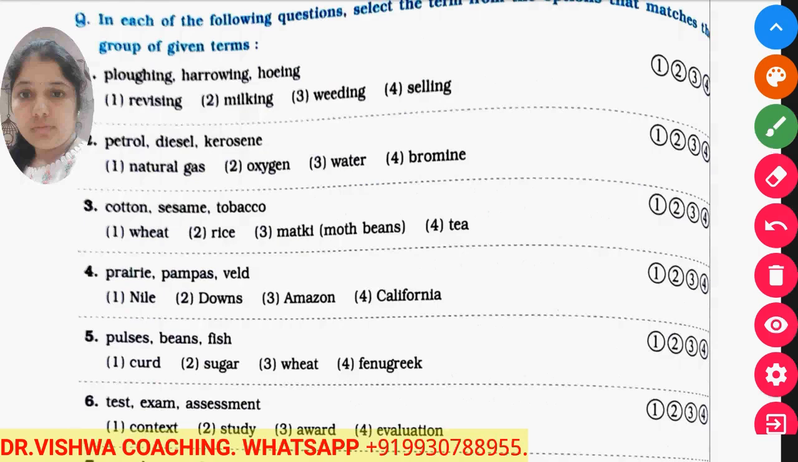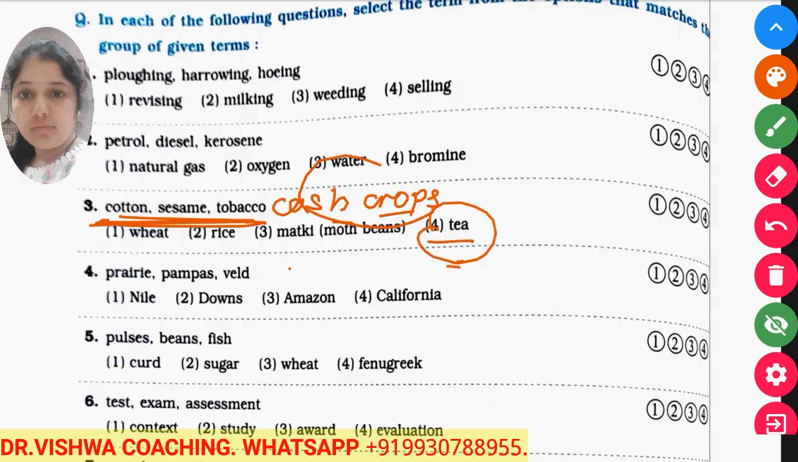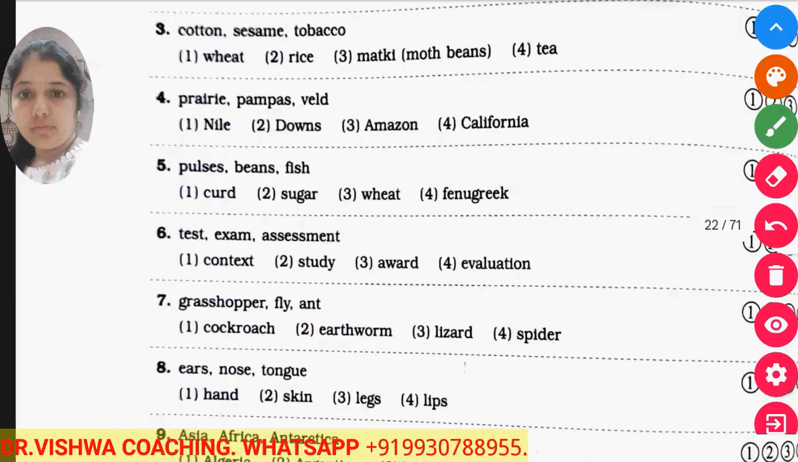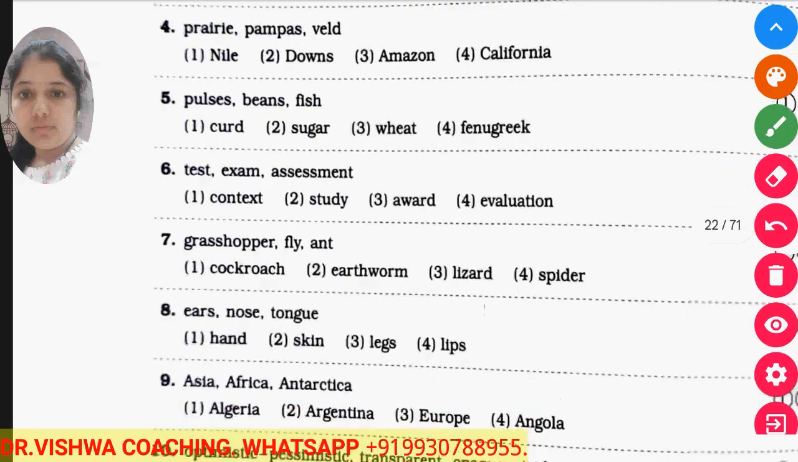Now the next one is cotton, sesame, tobacco, and the given options are wheat, rice, matki and tea. If you look carefully, all the crops are cash crops because they give us lots of money after selling them. So tea is the correct option. Okay, so you can think like that. You have to think like unicotyledon, dicotyledon, like similarities, or they are belonging to cash crops, or they are belonging to rabi or kharif. Like this you can think and you can find the answer.